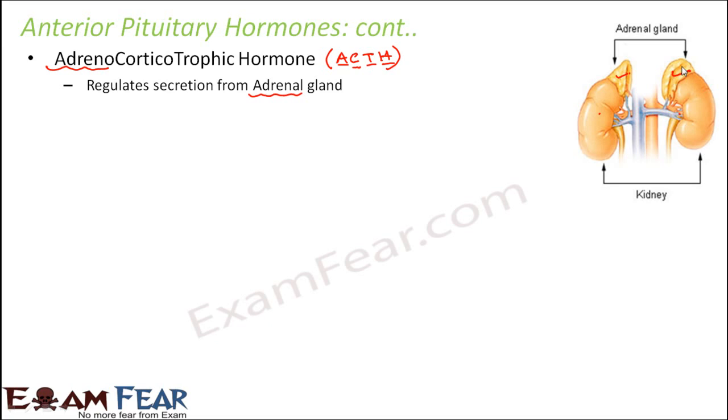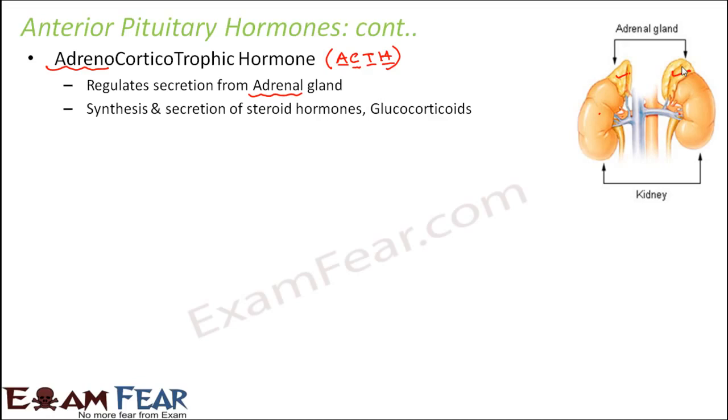What do they secrete? These adrenal glands secrete hormones like adrenaline and noradrenaline. The secretion of those hormones from the adrenal gland is controlled by the ACTH hormone. So it controls the synthesis and secretion of steroid hormones, glucocorticoids, which are secreted from the adrenal gland. Now we will talk about the adrenal gland in detail, and at that time we will see what hormones are secreted from the adrenal gland.